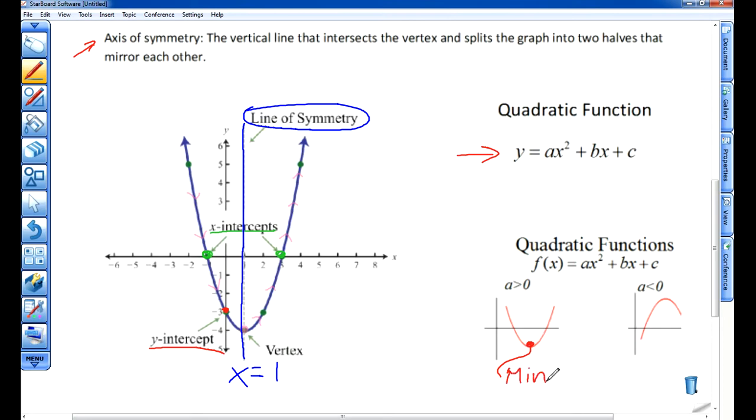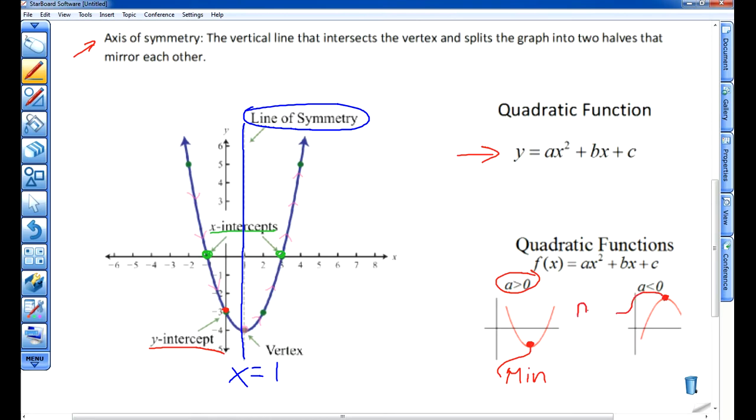Now we know that this is going to be a minimum if, as we can see right here, the value of a from our quadratic function, ax squared plus bx plus c, is greater than 0. So if the value of a is greater than 0, our parabola will open up, like this example, and the vertex will be a minimum. However, if the value of a is less than 0, in other words, negative, we have this situation over here, at which we can see our vertex is no longer the minimum point.